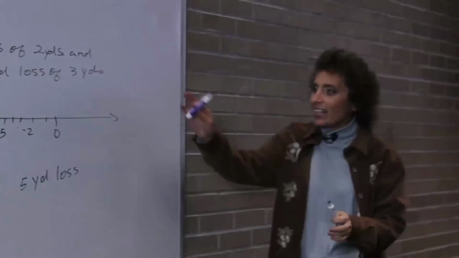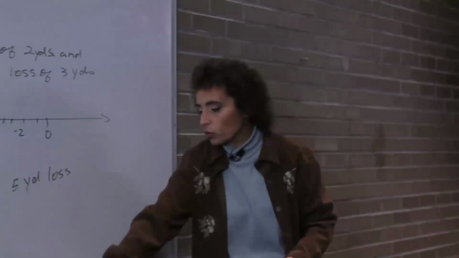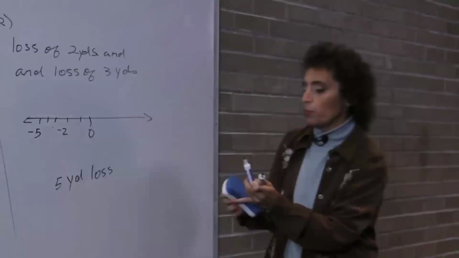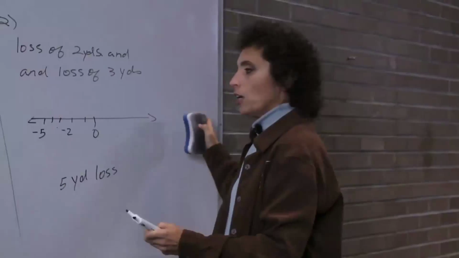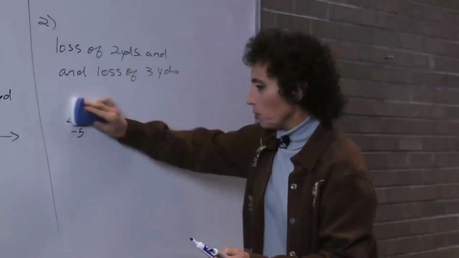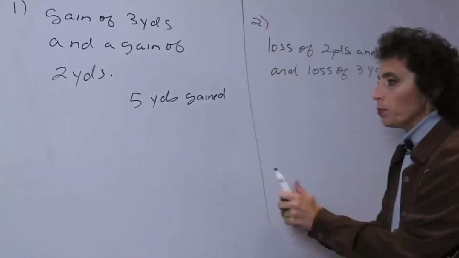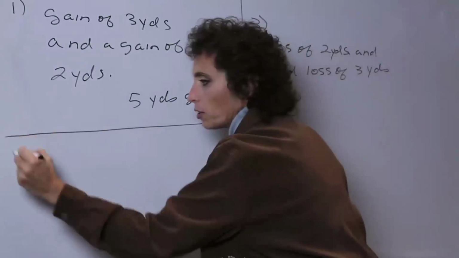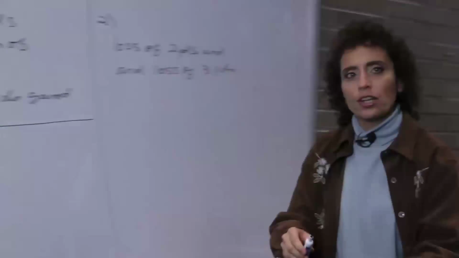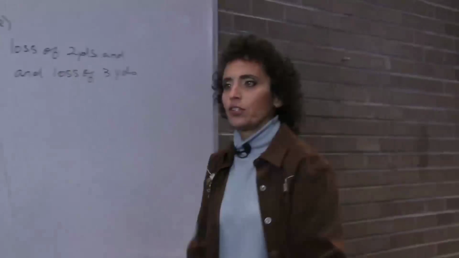Now, I'd like to leave these on the board, so this may get a little squished up. I'm going to try not to squish too much because I need this for later. I'm going to keep these 2 examples up, and then I'm going to put up 3 and 4. Number 3 says a gain of 3 yards and a loss of 2.